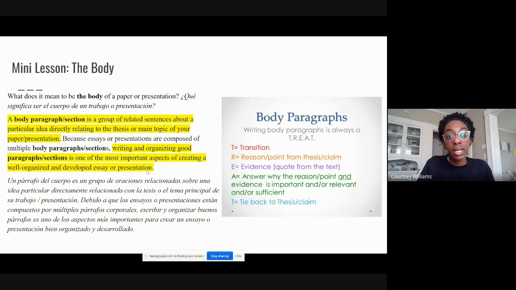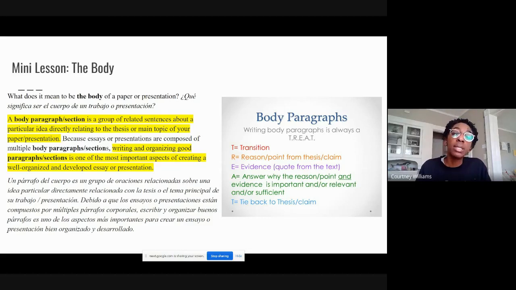So if you look at what's highlighted, this is also on your packet. A body paragraph or section is a group of related sentences about a particular idea directly relating to your thesis or the main topic of your paper or presentation, okay? So as you know, an essay or a presentation is composed of multiple PowerPoint slides or multiple paragraphs or sections, right? And when you are writing and organizing good paragraphs and sections, it is one of the most important aspects of creating a well-organized and developed essay or presentation.